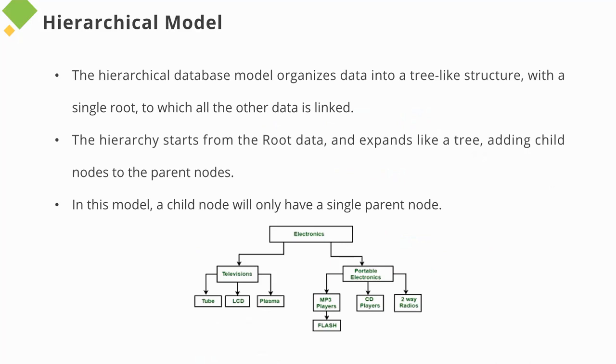What is the hierarchical model? You know what hierarchy is. It orders the data into a tree-like structure which consists of a single root that is called the parent node and all its child nodes. It starts from the root or parent and we expand the tree with child nodes. So a child has a single parent.